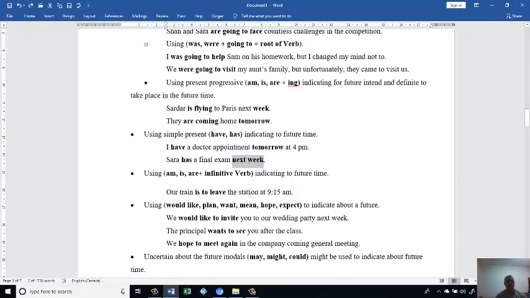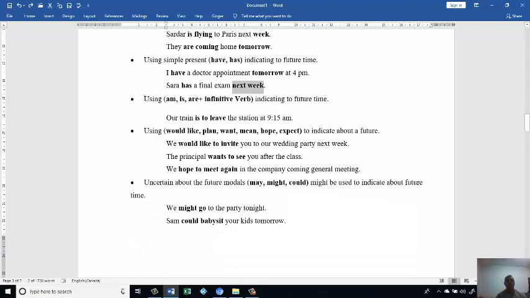Or sometimes we use is or are plus to plus the infinitive or verb as an indication of future time. For example, our train, if you look here, is to leave the station at 9:15 a.m. It means definitely this action will take place at 9:15. It means we're talking about the future time when it will happen.